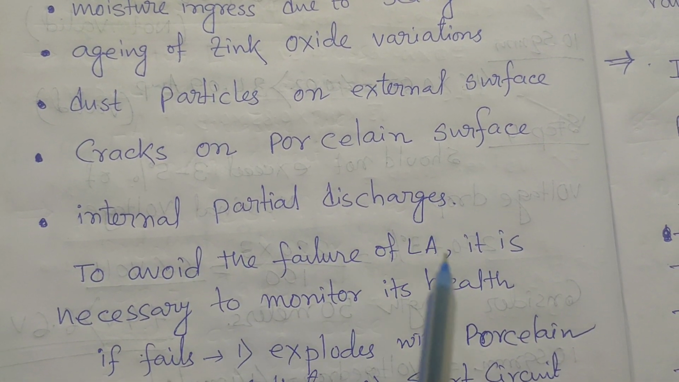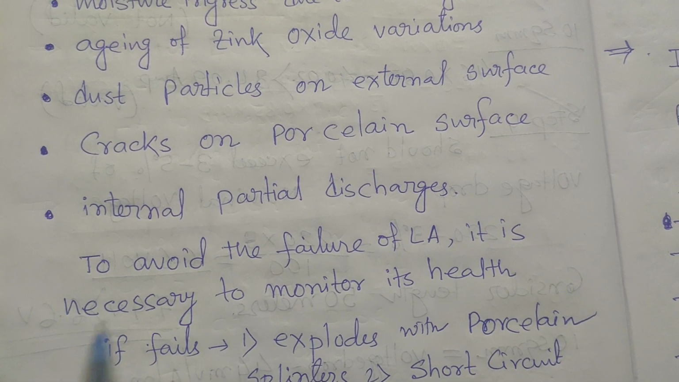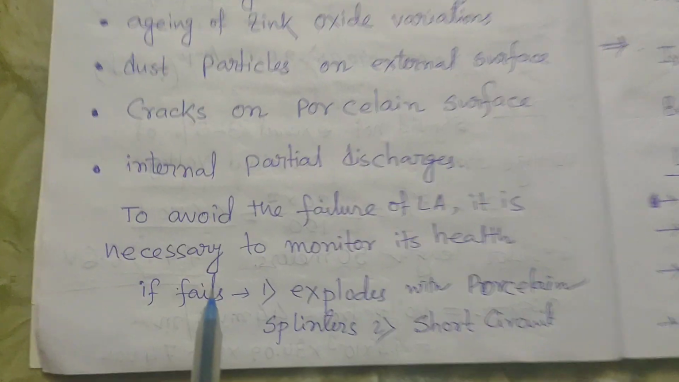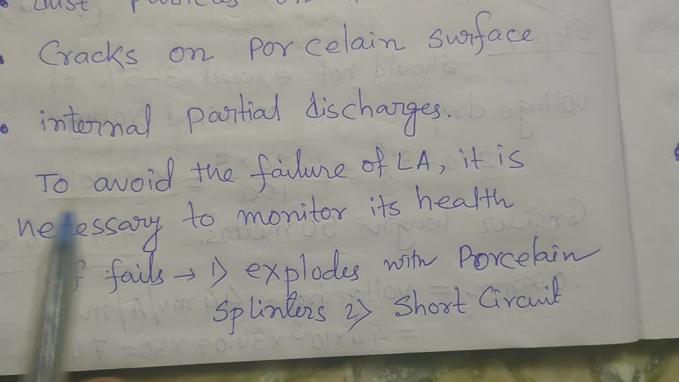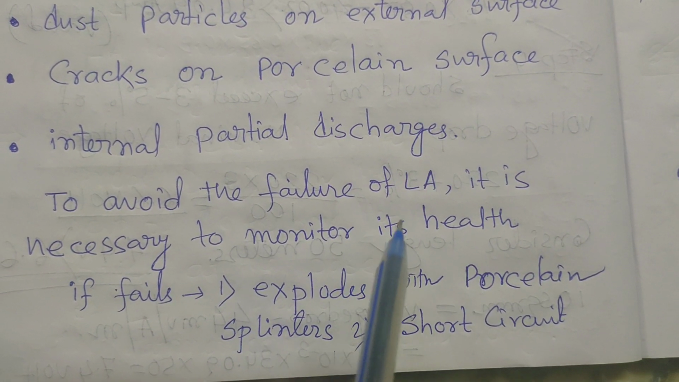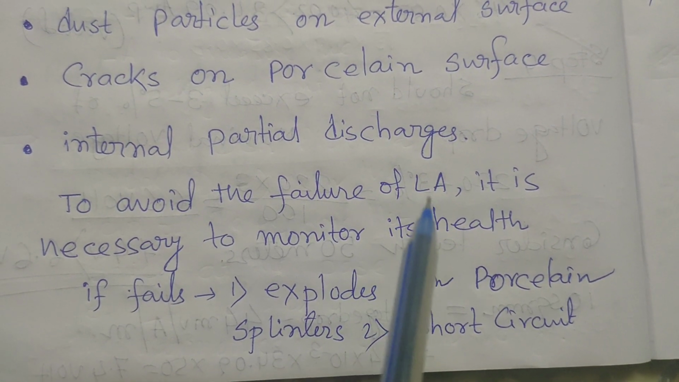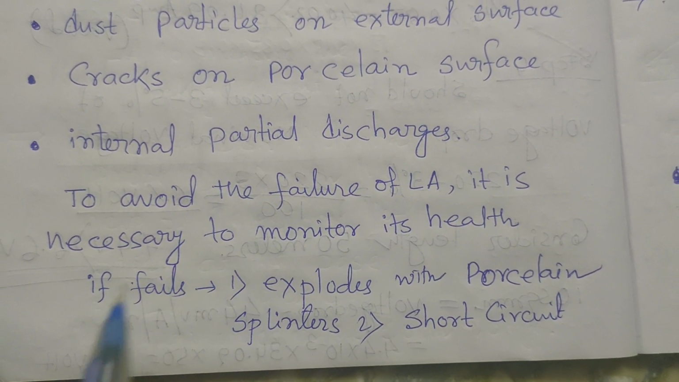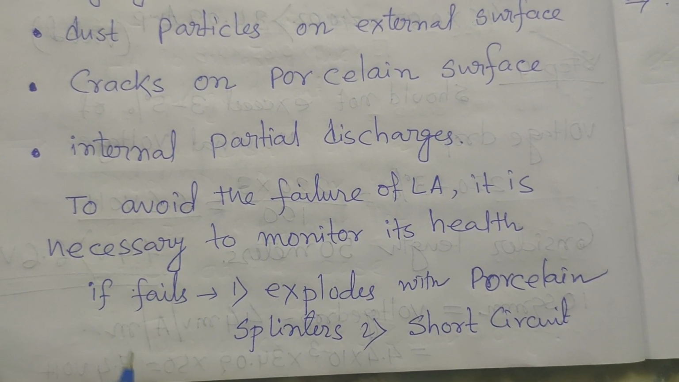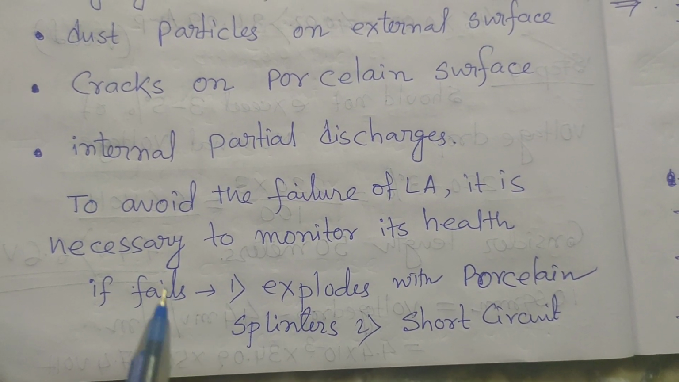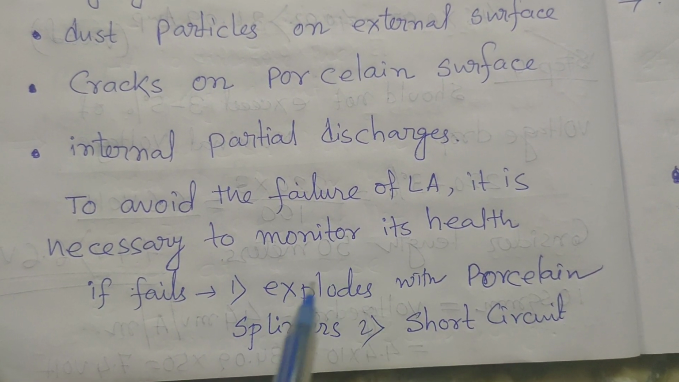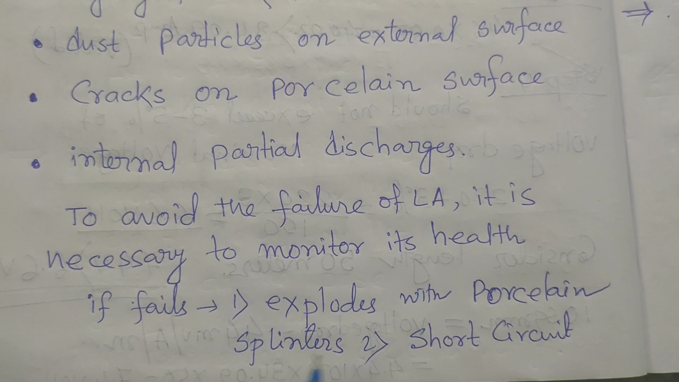To avoid the failure of the LA, it is necessary to monitor its health on a regular basis. What you have to do is check the leakage current on the surge counter, record it and monitor it. You also have to check the insulation resistance of the LA, calculating the insulation resistance of the different stacks.